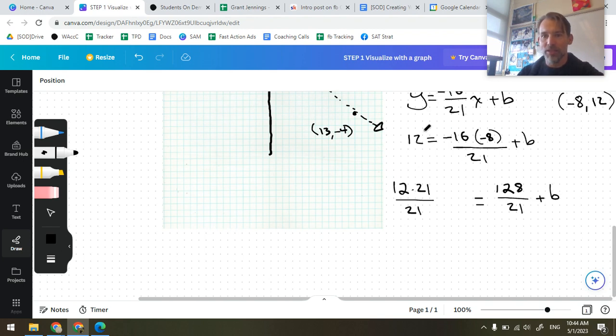Right? So this is the benefit of just working straight down. I can say 12 is indeed 12 times 21 over 21. Negative 16 times negative 8 over 21 is indeed this, and b is indeed b. I just bring all the things down. Right? And then I'm going to subtract 128 over 21 from both sides.